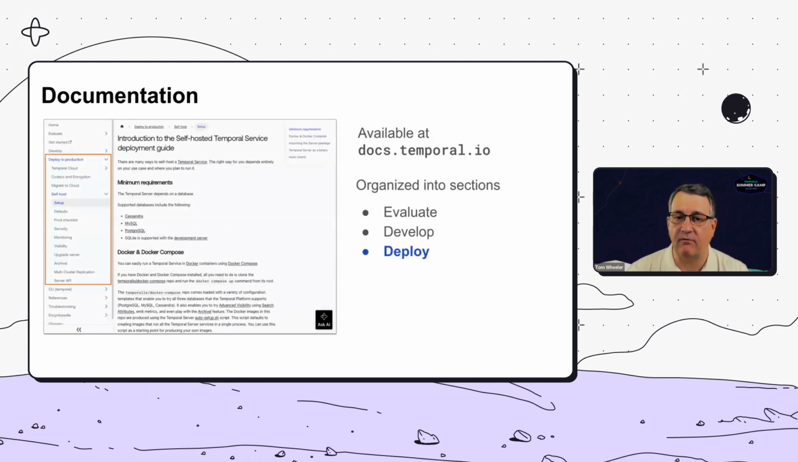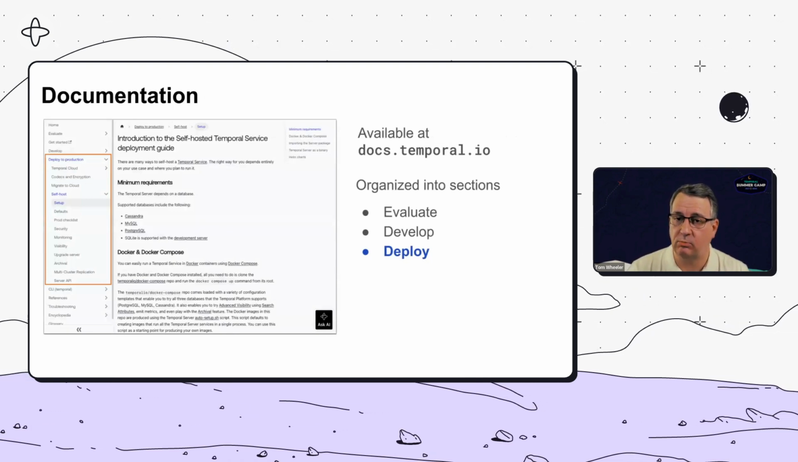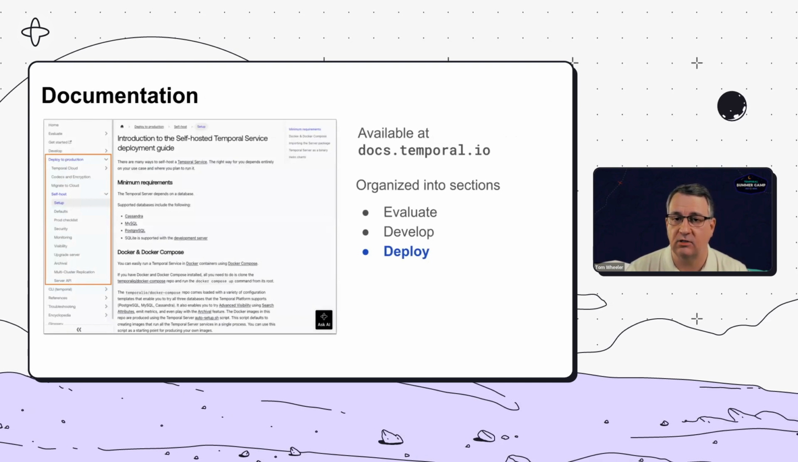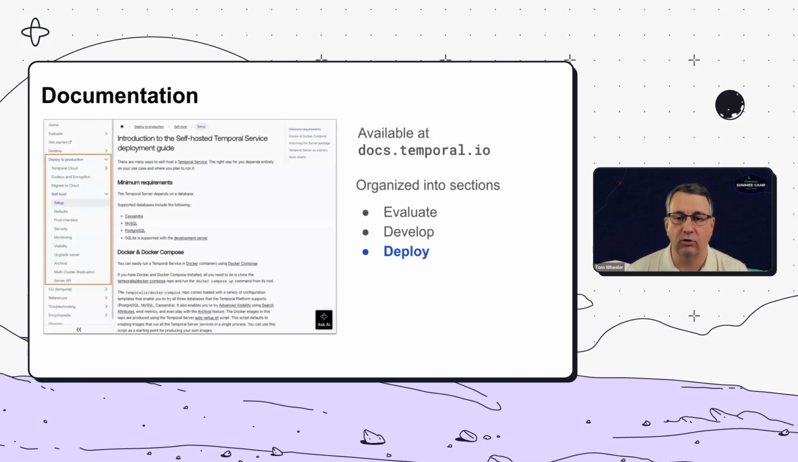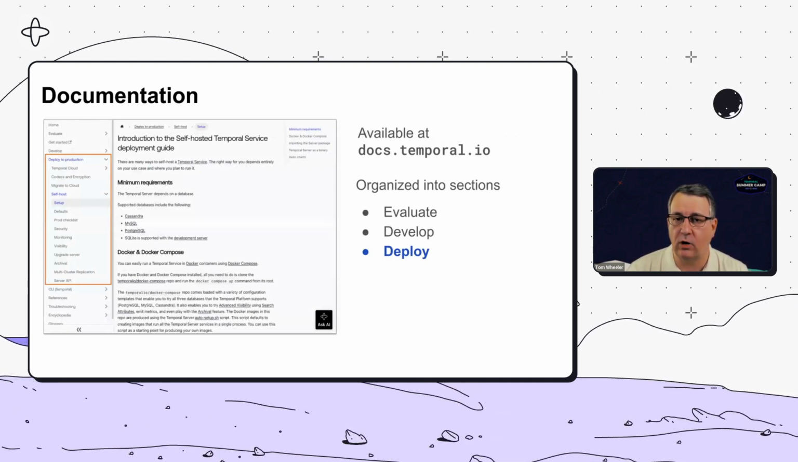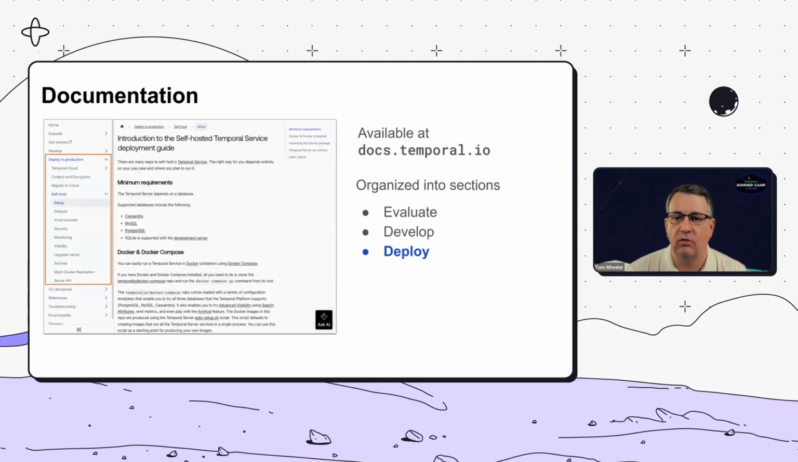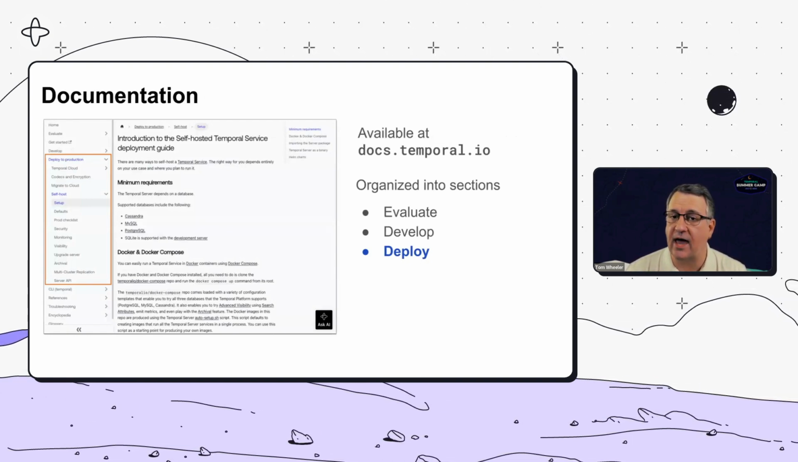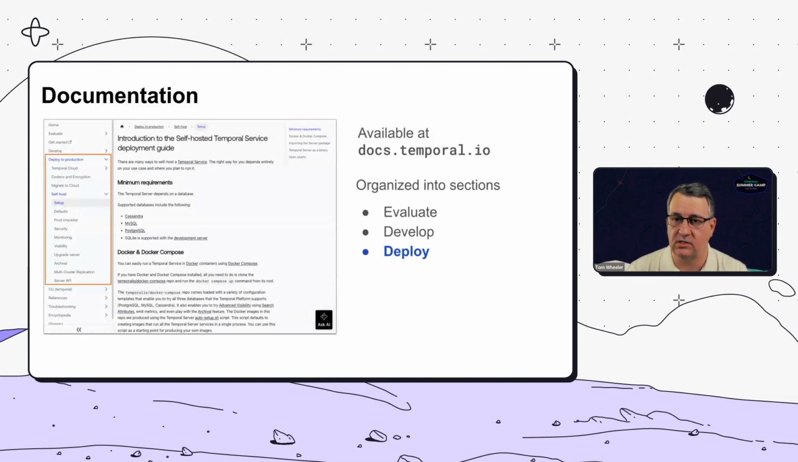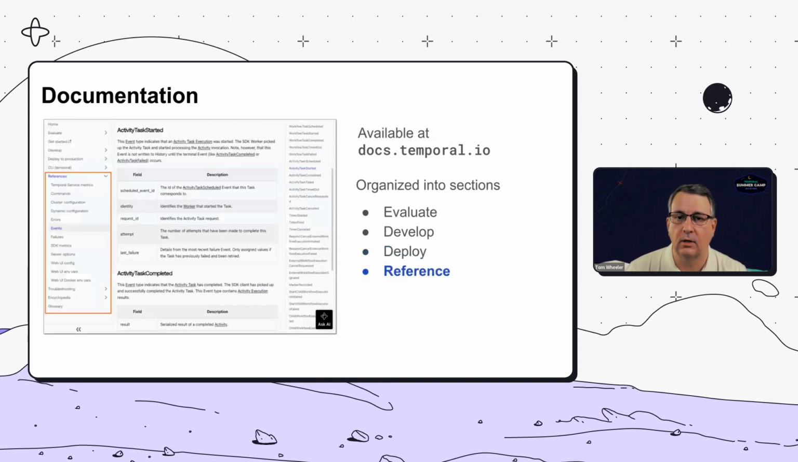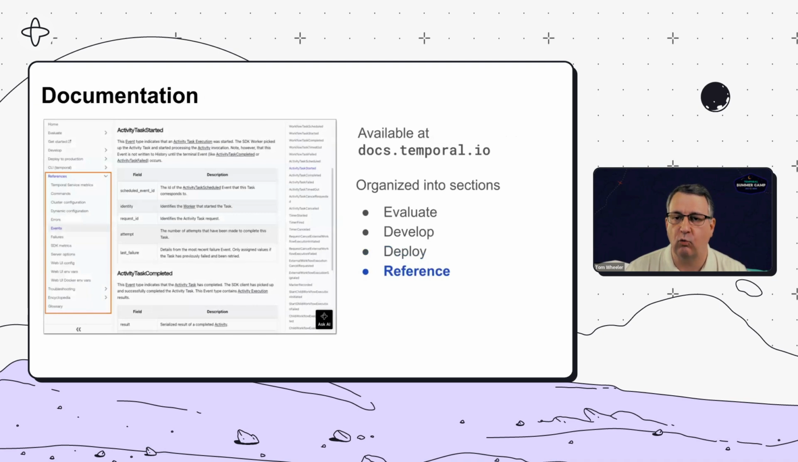Let's continue talking about the next part of our documentation. The next step after you develop an application is to deploy it. And this section of the documentation covers that. Whether you're self-hosting the Temporal server software or using Temporal Cloud, you'll find the guidance you need here. There's also a section with details on how to migrate from a self-hosted deployment to Temporal Cloud. That brings us to the last section, reference.